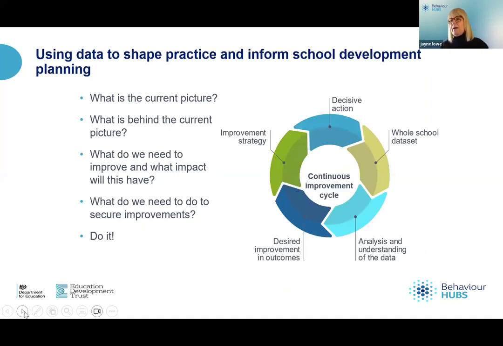I want to talk about the continuous improvement cycle, and it's going to be very, very familiar territory for all of you. And the picture that you see here, I'm sure, is one that you're familiar with. This series of questions presented on the slide helps to frame what needs to be established in order to bring together an improvement plan. So first question, what's the current picture?